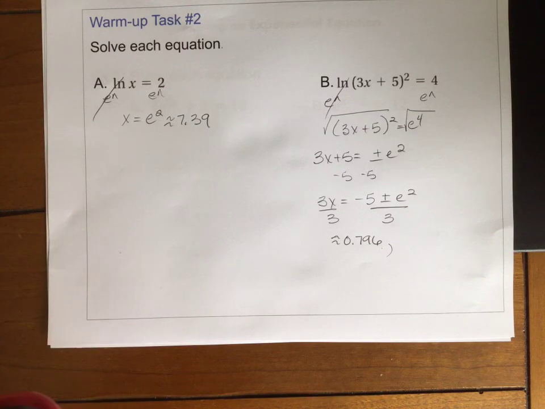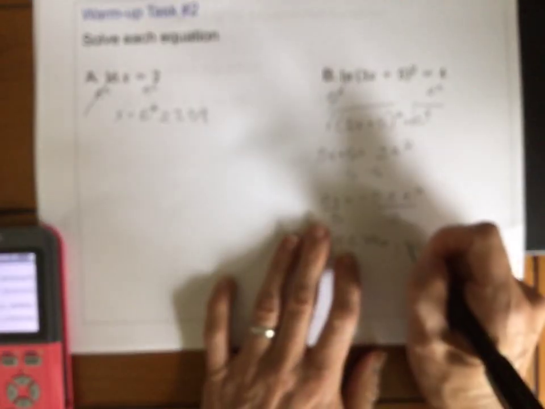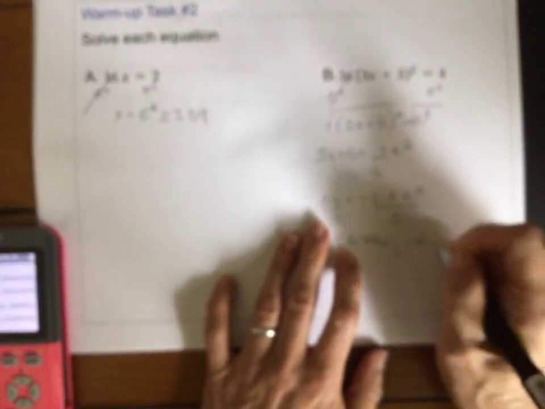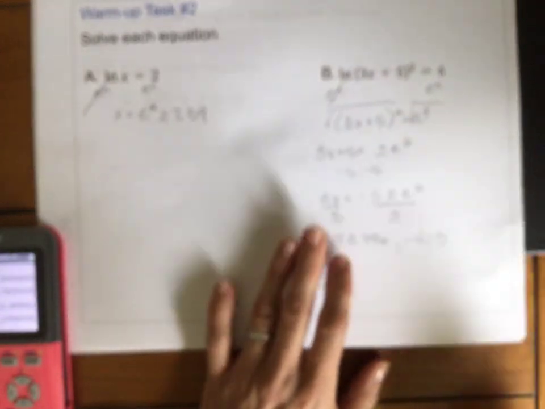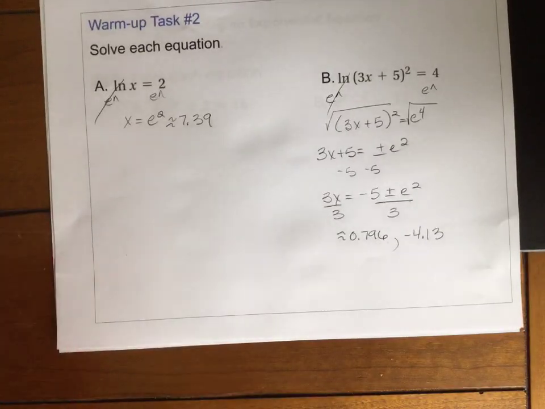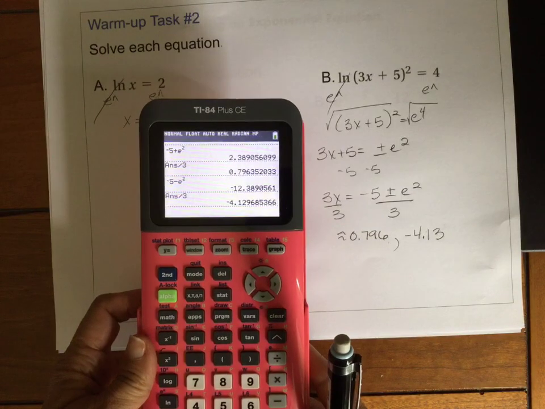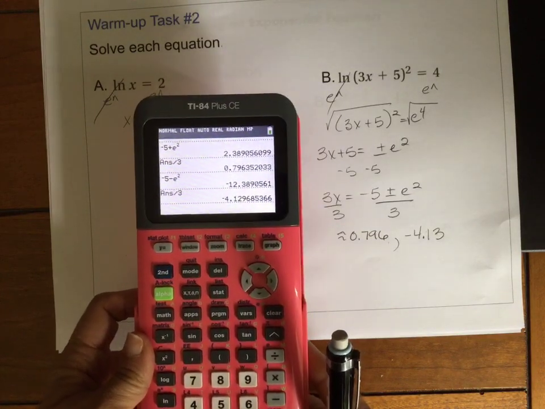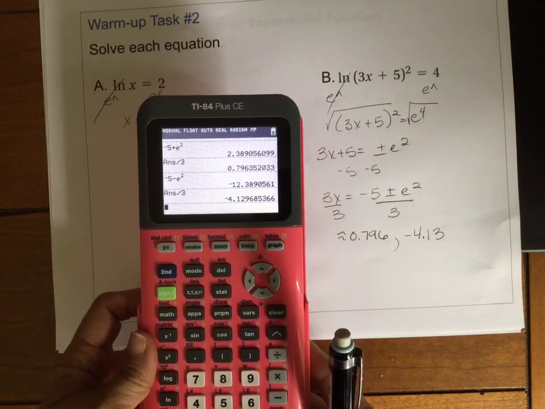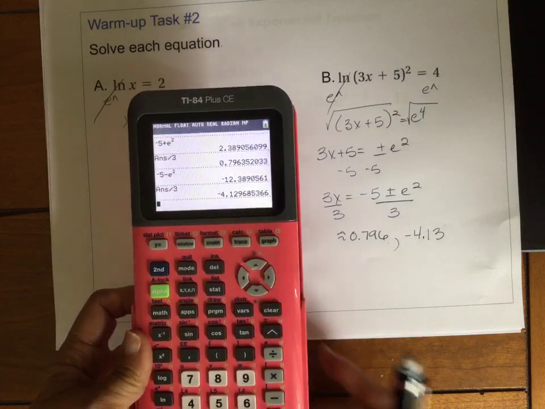I obviously am going to have two answers, so my other answer is going to be negative 5 minus e squared, and that's going to be all divided by 3, and then I should get negative 4.13. It's easiest to round to the hundredths there because you can see my answer was negative 4.1296, and so where do you start rounding up? All right.